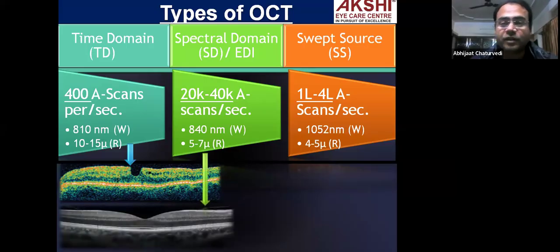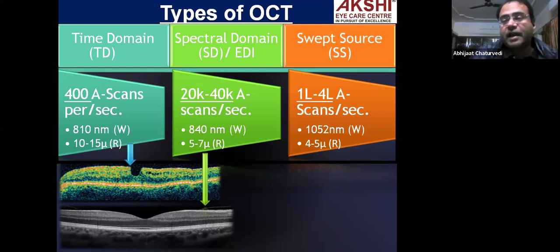After that came the spectral domain OCT, which was a game changer in the field of OCTs. This gave a scan speed of 20,000 to 40,000 scans per second, which is quite a lot. And the resolution was enhanced to 5 to 7 microns. And now you can see very clearly that every layer is defined, and you can catch a very early stage disease from this scan.